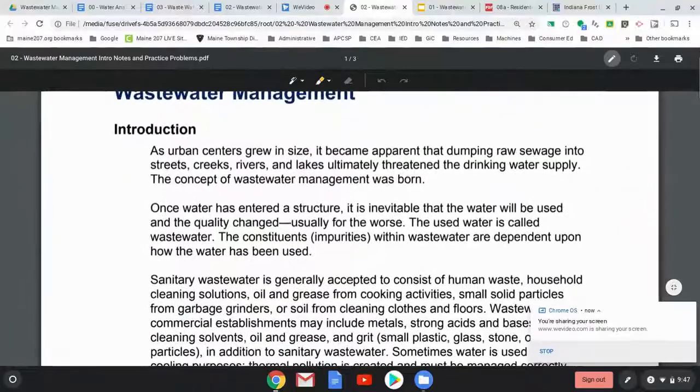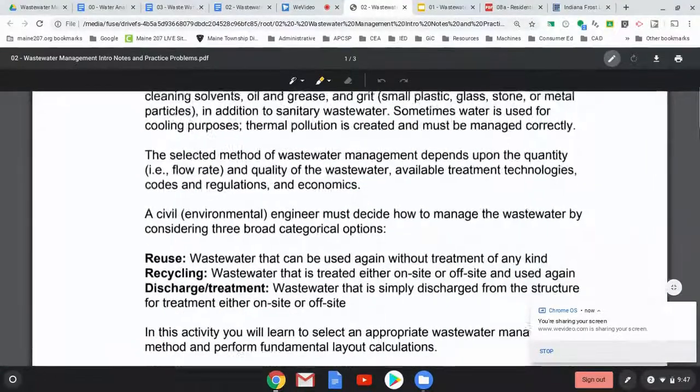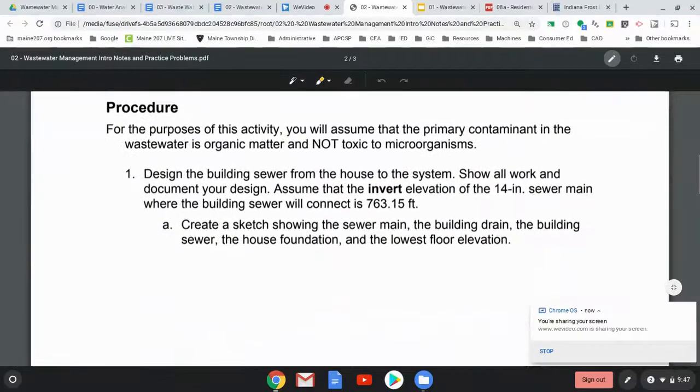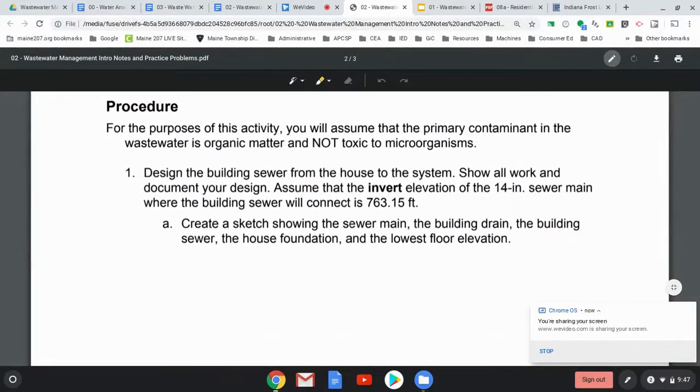We already gone over the introduction to what wastewater management is. That's kind of what's summarized in this first page here. So remember, this is all about the affordable house. So you got to make sure you look at your affordable house design and go through. As we go through, I'm going to use my examples, so my elevations and stuff like that, which might be a little different than yours.